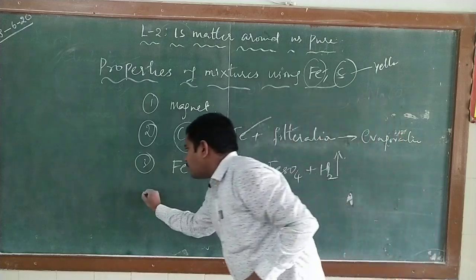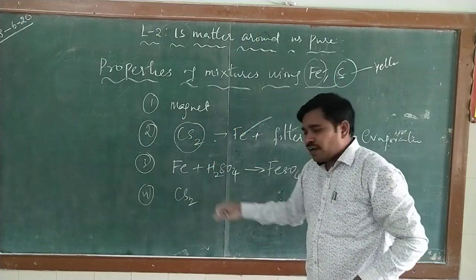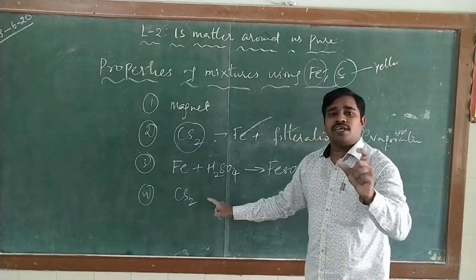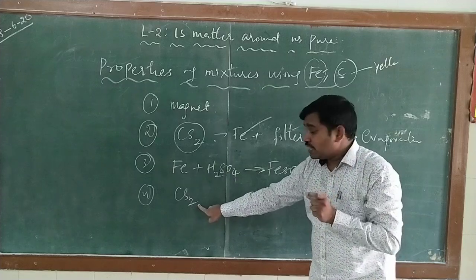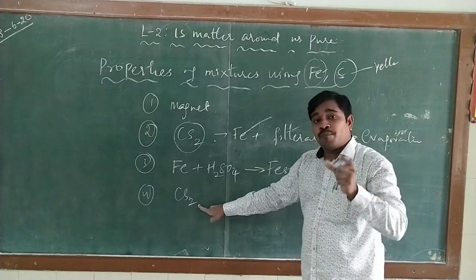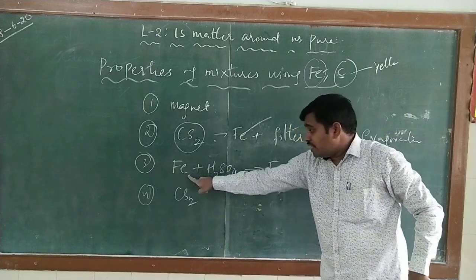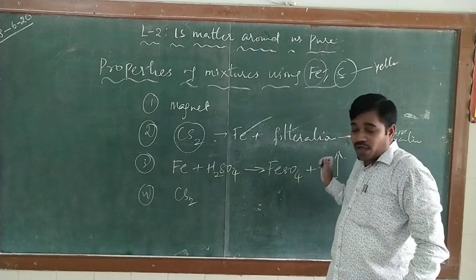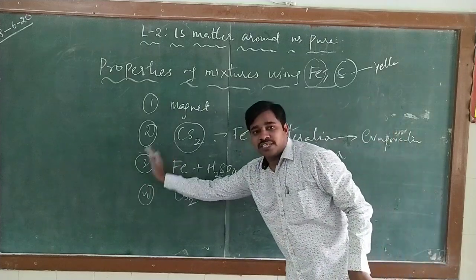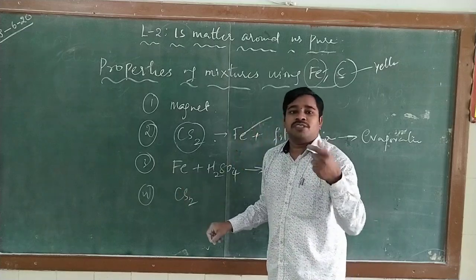In the same way, when you take the mixture of iron and sulfur and react it with carbon disulfide, only sulfur reacts with the CS2, whereas iron cannot react. So the mixture shows the properties of its constituents. When the mixture of iron and sulfur reacts with sulfuric acid, it shows the properties of iron. Whereas when the mixture reacts with carbon disulfide, it shows the properties of sulfur.